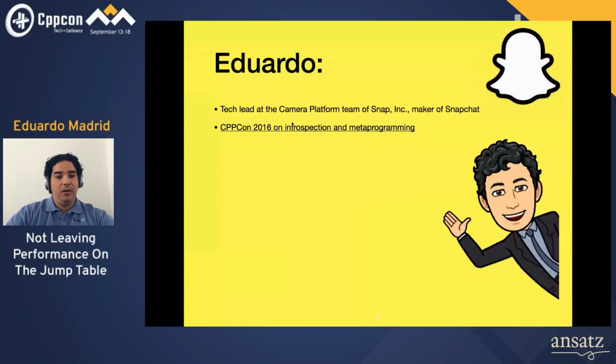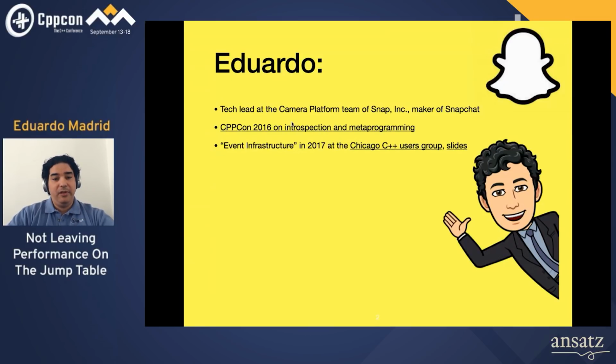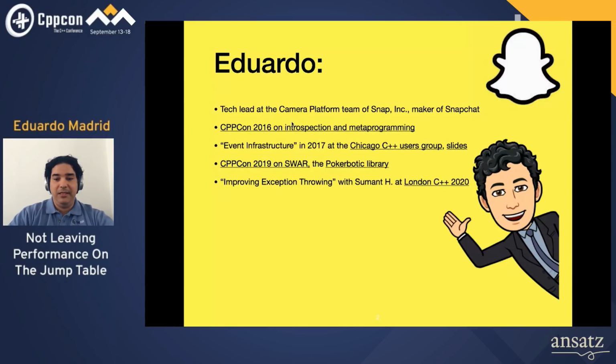I did a presentation in 2016 that is a precursor to this one, in the sense that back in the day I worked on how to implement protocols that generate events. This is the presentation that deals with how to consume events. There is a presentation that goes into more detail than what I can do today on several mechanisms. The slides are available. This was the Chicago C++ users group in 2017. I also presented last year at CppCon. There is material you might consider interesting, which is how to improve exception throwing, that I did with a coworker and friend, Suman Anumante, at London C++ earlier in the year.